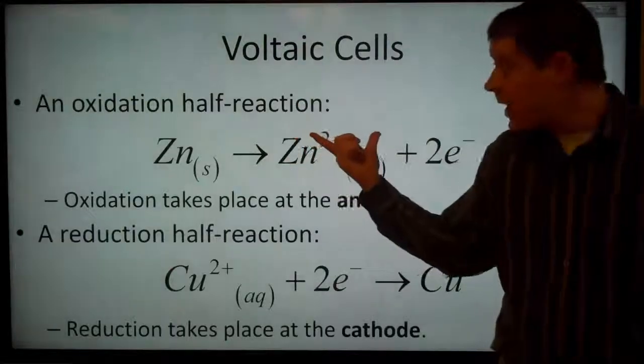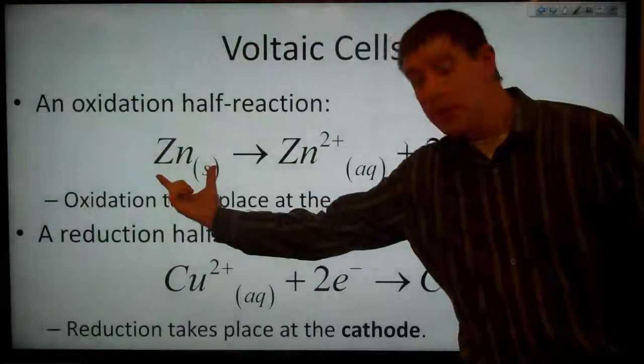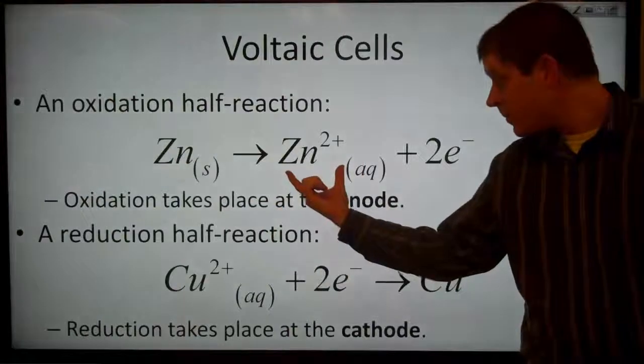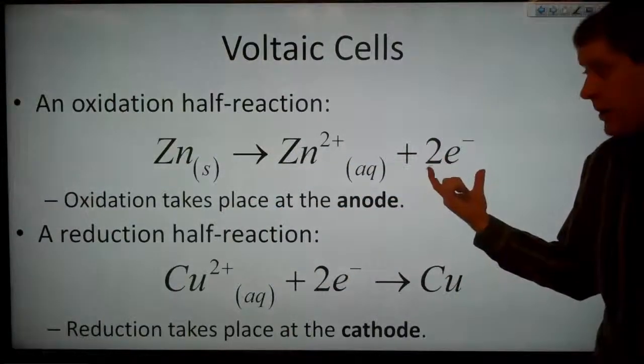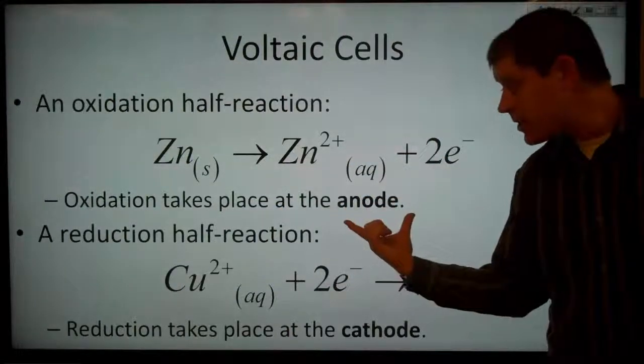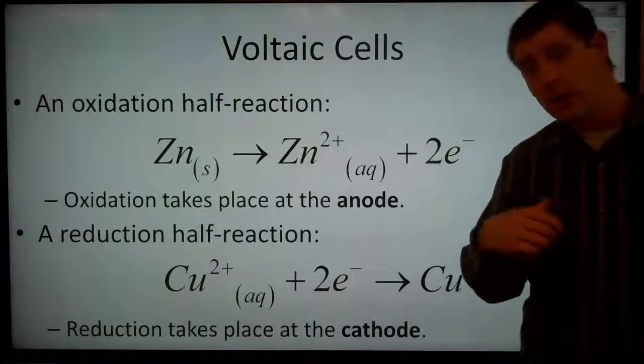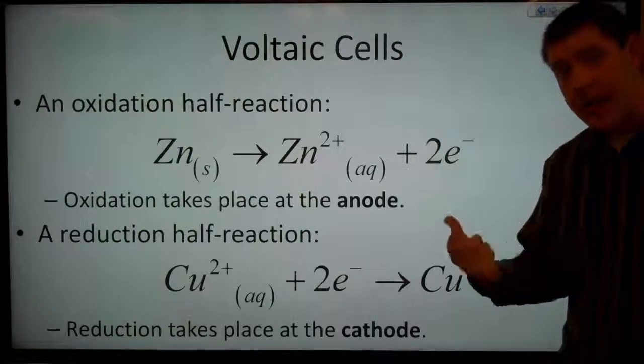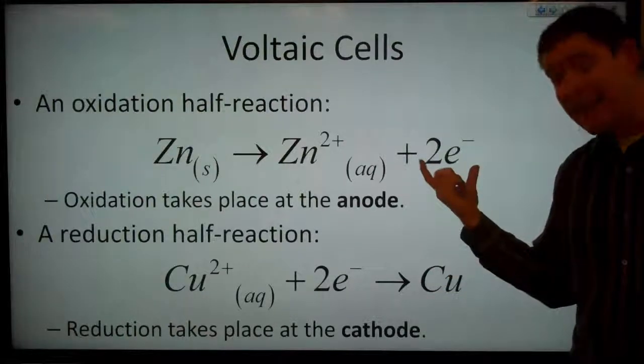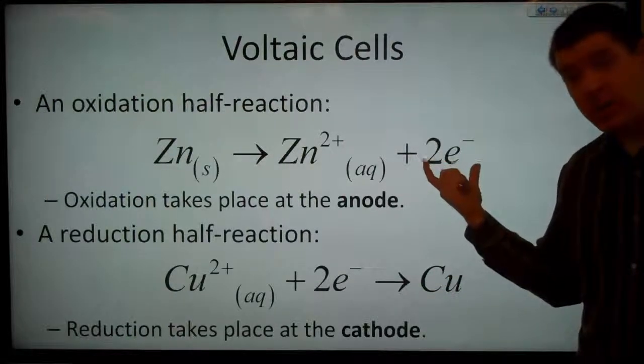For our oxidation half reaction, we've got our zinc 0 going to zinc 2+, and we get 2 electrons out. And the oxidation is taking place at the anode. Remember, anode is similar to anion. So the anode is the one that is giving up the electrons. That's the one that's negatively charged.